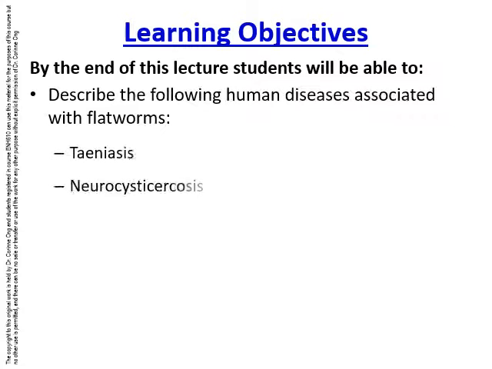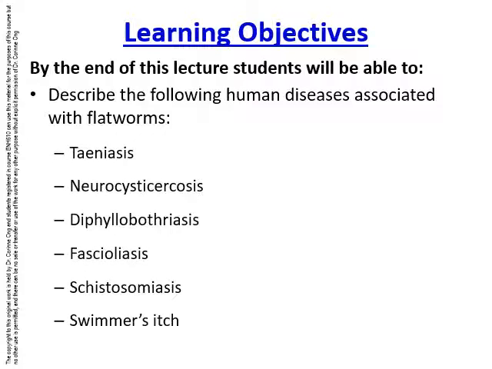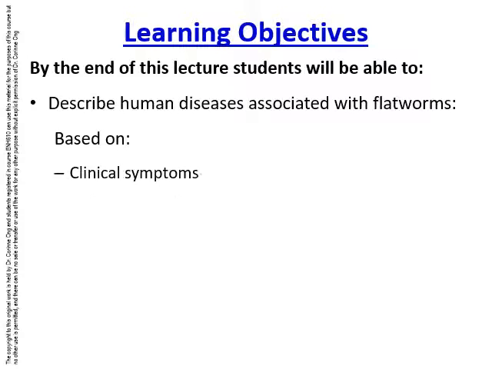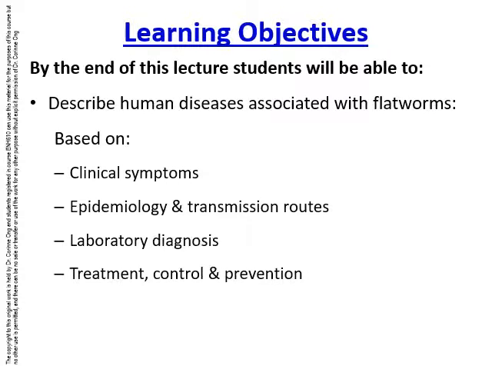This lecture also aims to describe the following human diseases associated with flatworms: taeniasis, neurocysticercosis, diphyllobothriasis, fasciolosis, schistosomiasis, and swimmer's itch. As well, this lecture aims to describe the human diseases associated with flatworms on the previous slide based on clinical symptoms, epidemiology and transmission routes, laboratory diagnosis, treatment, control, and prevention.